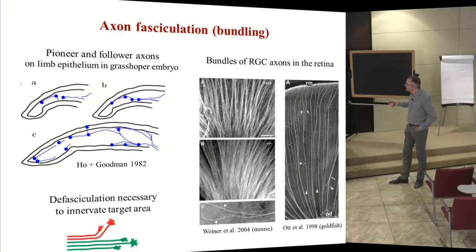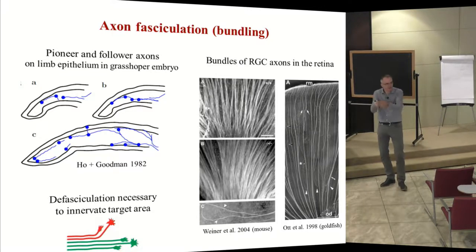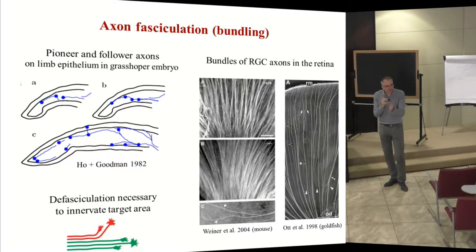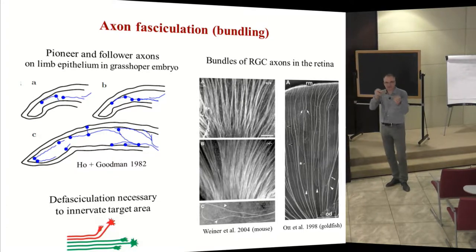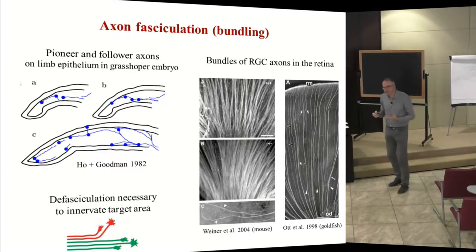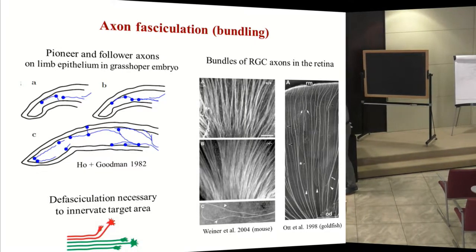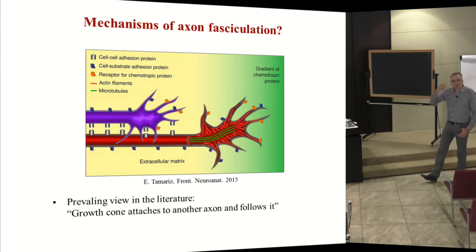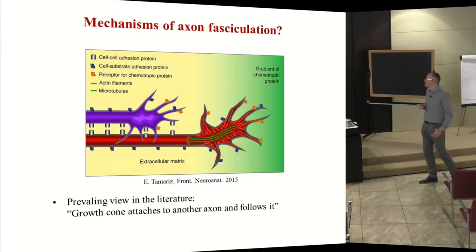If you form a bundle of axons and it reaches a target location, you don't want all of them to form synapses in one place. You want them to defasciculate and cover an area. Okay, so the control of fasciculation and defasciculation, which is the same as bundling and debundling, is biologically very important. And what we were interested in were the mechanisms of axon fasciculation, or axon bundling.